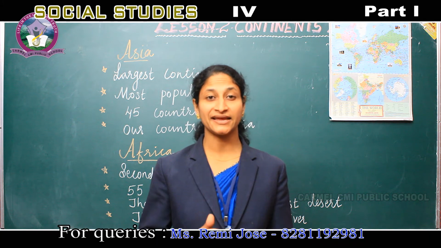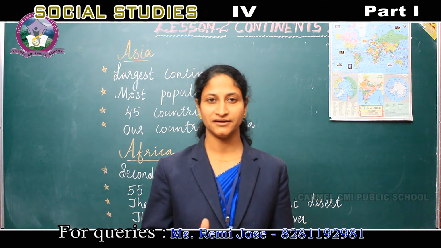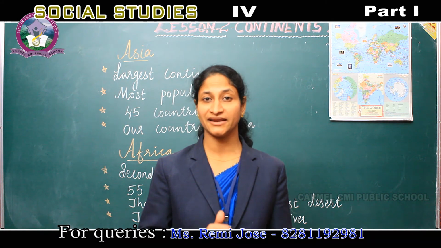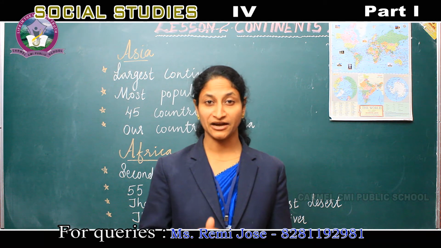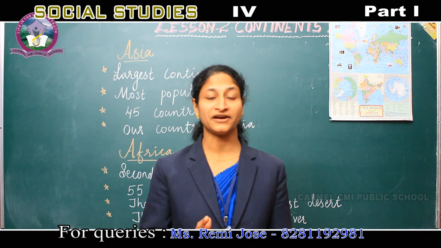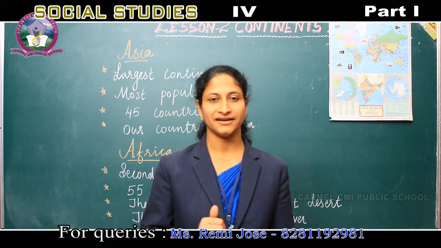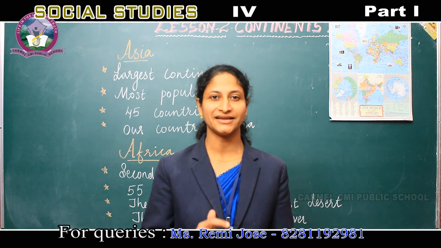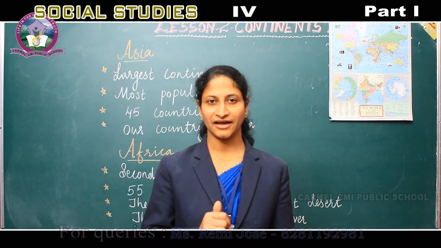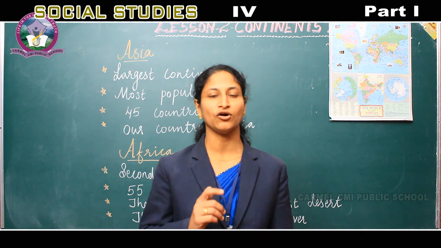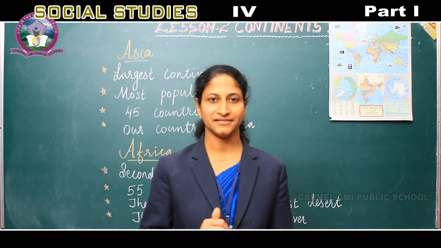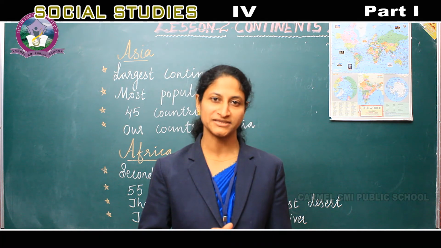Africa is the second largest continent of the world. It has 55 countries. How many countries are there in Asia? 45. In Africa, there are 55 countries. Then, the world's largest desert, the Sahara, is situated in Africa. And also, the longest river of the world, the Nile, flows through Africa. Now, let's go through the important points of Africa.